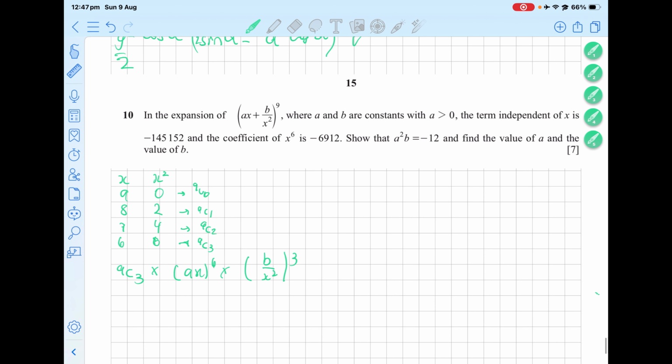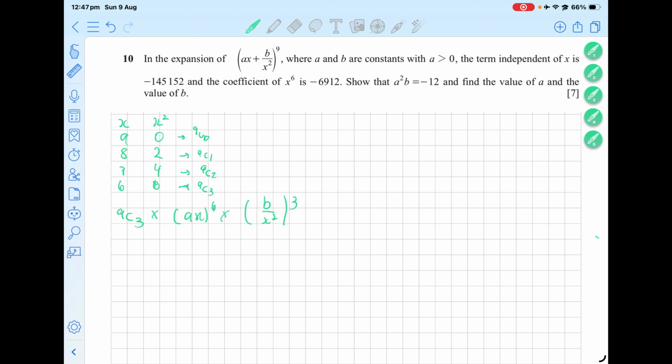All of this is going to be equal to this thing over here, and let's find what 9c3 is. 9c3 is 84. Let's do this thing over 84. So I know that a to the 6 and b cubed is minus 1728. Interesting.